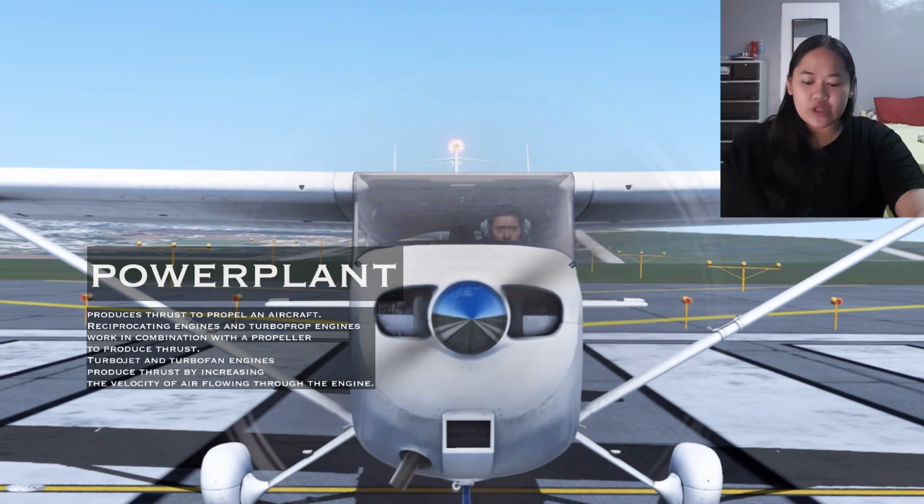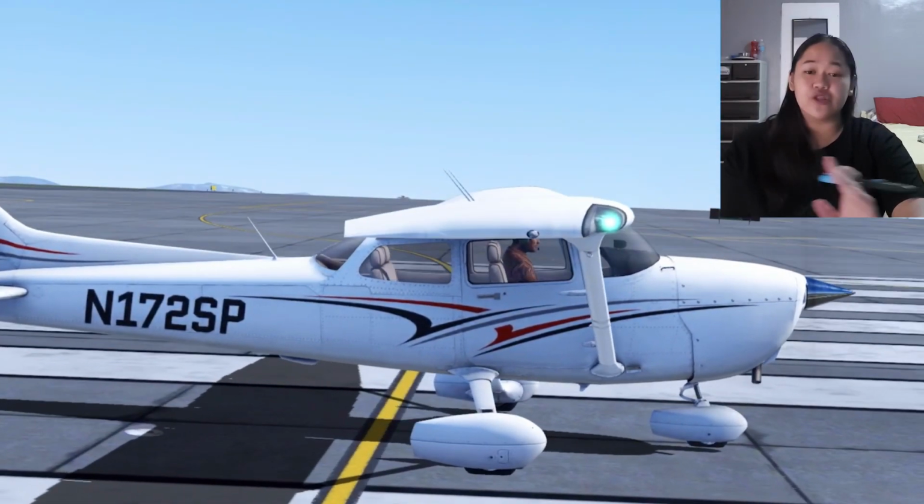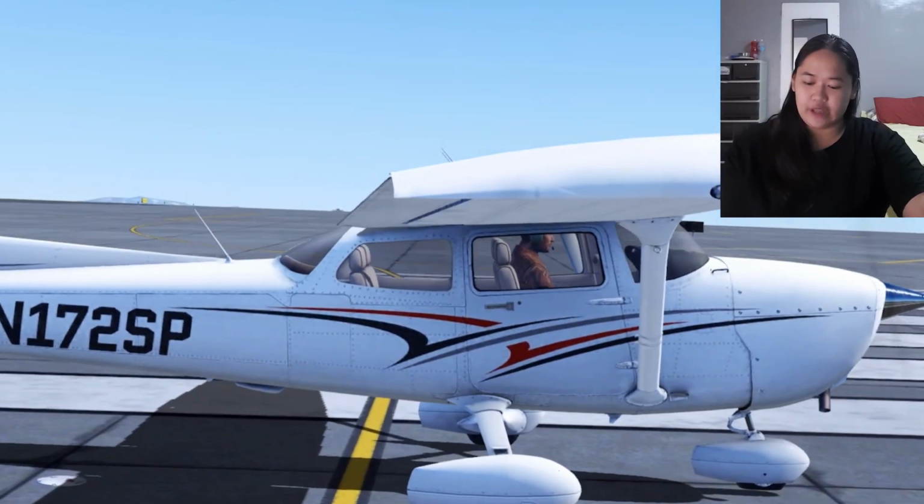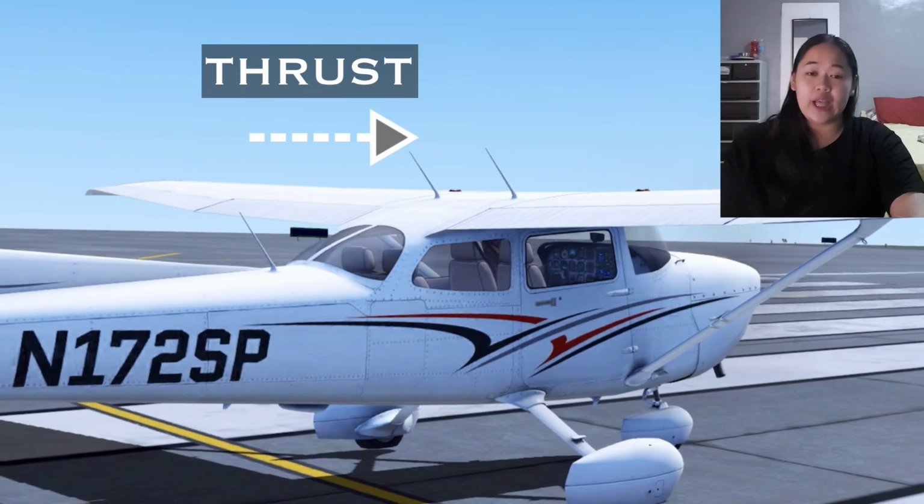Lastly, yung fifth component ng airplane is the power plant. So, power plant consists ng aircraft engine, propeller, and accessories na needed for proper functioning. So, ito, yung engine, nagpo-produce siya ng thrust.